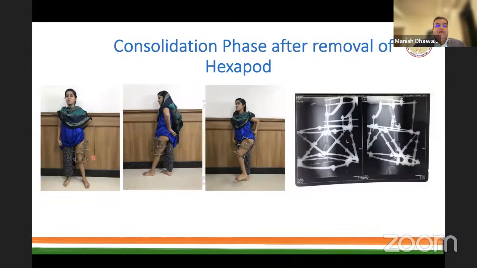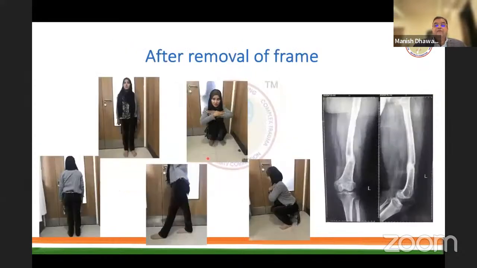After correction, I removed the hexapod and connected with a threaded rod so that the patient could do full weight bearing. This is when I removed my hexapod. You can see the picture, and some mild genu valgum is still persisting. It was my learning phase, but this is the result, and I think it's a very acceptable result. The patient was also very happy.